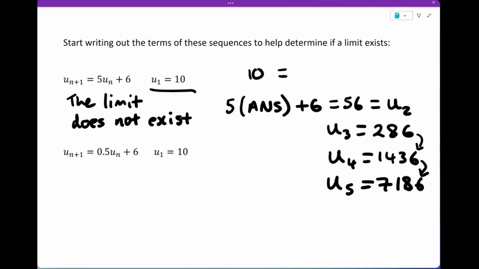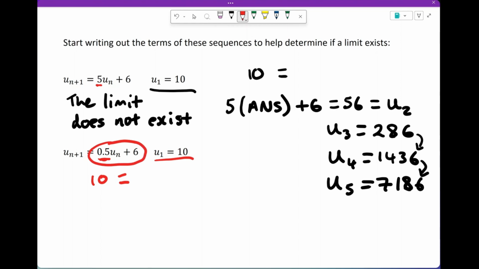So let's try our second one then. So for this one, our first term is still 10. Okay, and the only change in the recurrence relation is we now have a 0.5 here instead of a 5 previously. Okay, so we're going to click 10 and hit equals again to store it in the answer button. And then we're going to type out our recurrence relation, but I'm going to replace the u_n with the answer button. So I'd have 0.5 times the answer, and then it'll be plus 6. Okay, so what we would get for u2 would be 11. So that's u2. And if I want u3, I'm just going to click equals again. So this time I would get 11.5.